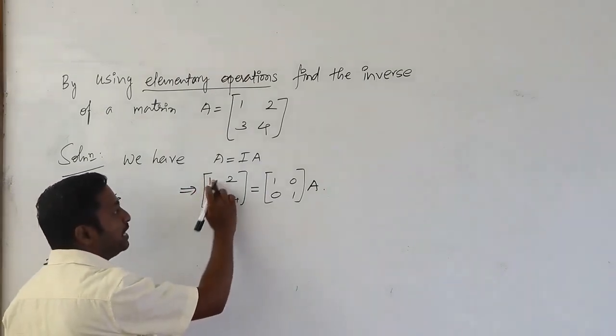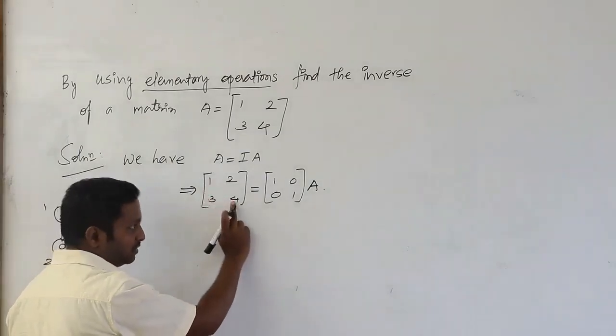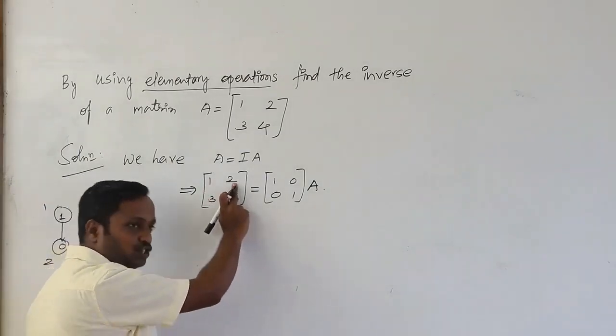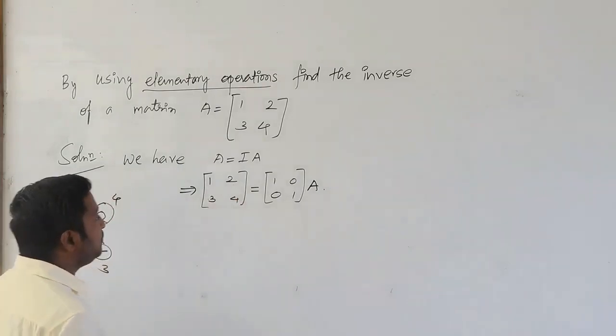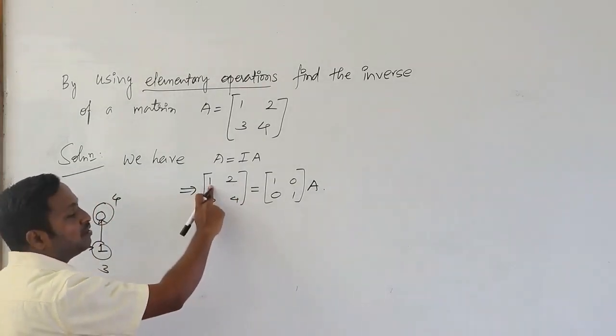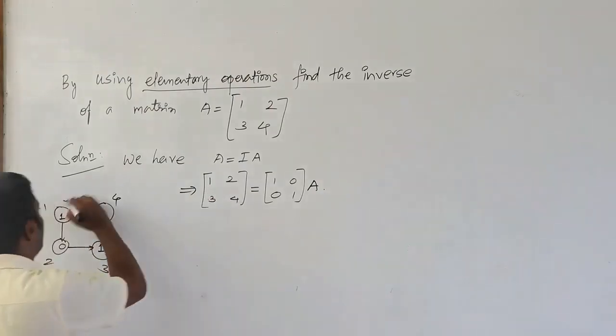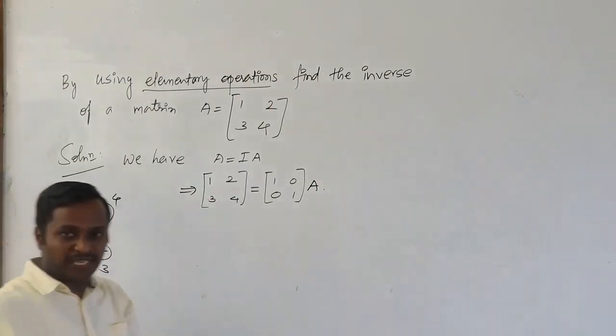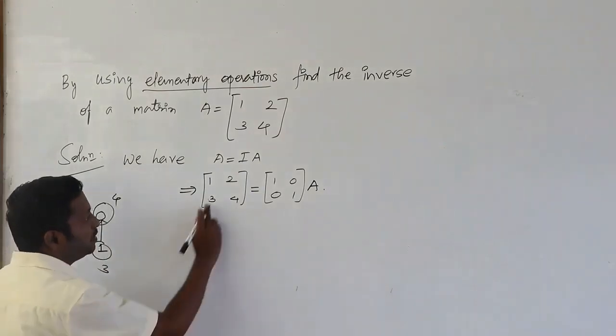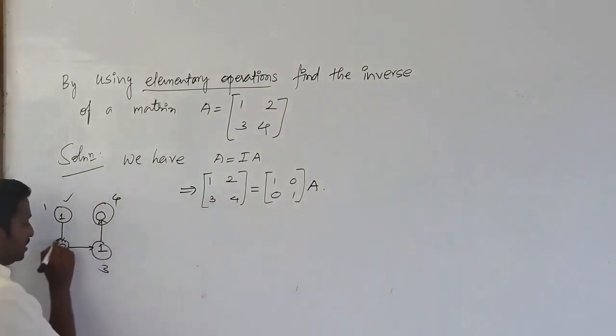Observe, 1, next this is 0, next this is 1, this is a 0. In the first step I have to make this 1. It is already there, and if it is already there, leave it. First step is over. If it is not, we will solve it in the next problem. Just observe. I have to make this element 0.